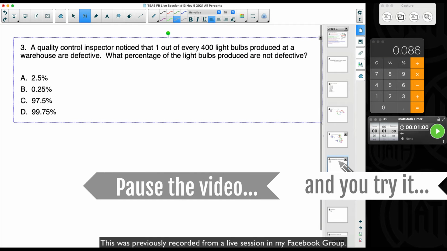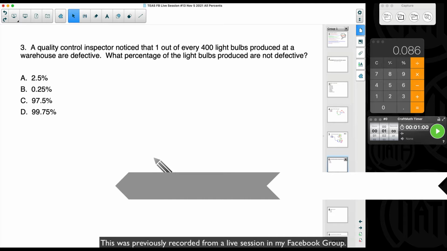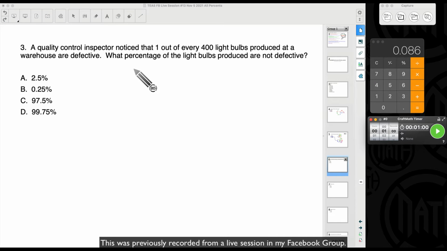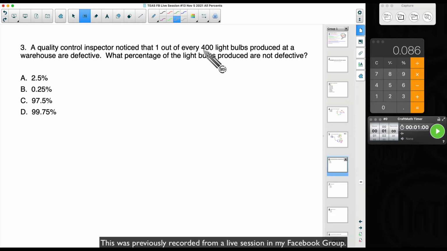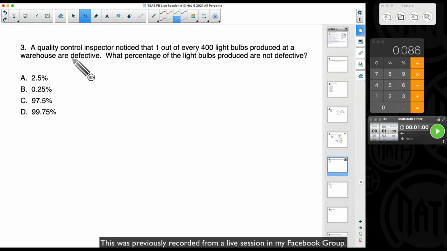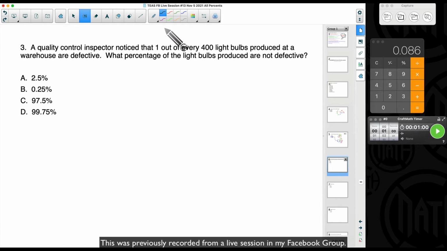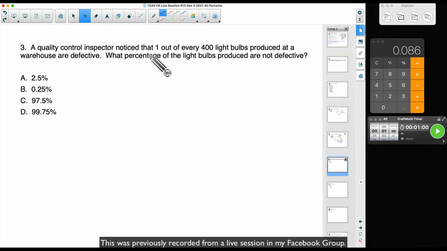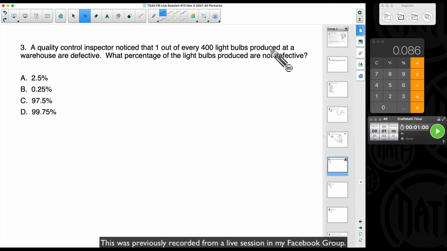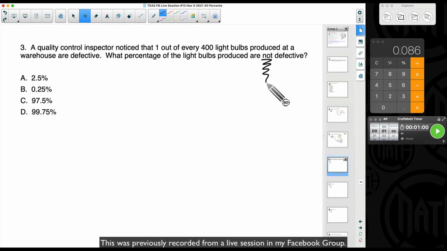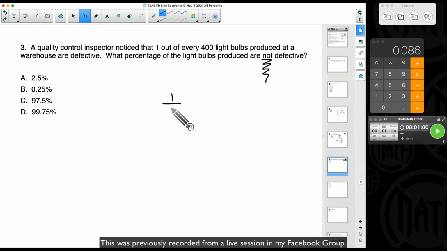Now, let's move on. We have another fraction, decimal, percent kind of tied into a word problem here. A quality control inspector noticed that 1 out of every 400 light bulbs produced at a warehouse are defective. 1 out of every 400. Now read this question carefully. What percentage of the light bulbs produced are not defective? Not defective. You got to be careful with that word. Tricky. So 1 out of 400 are defective.